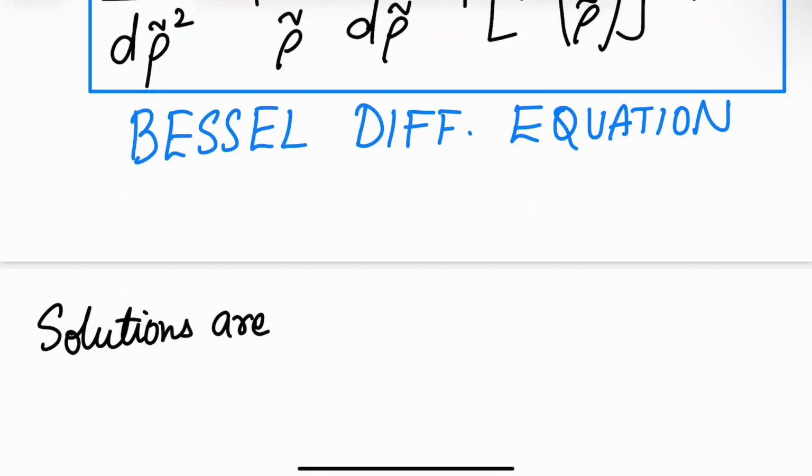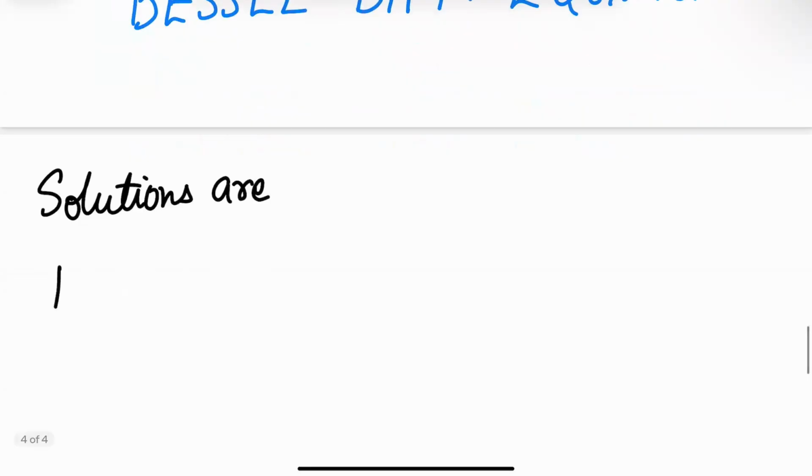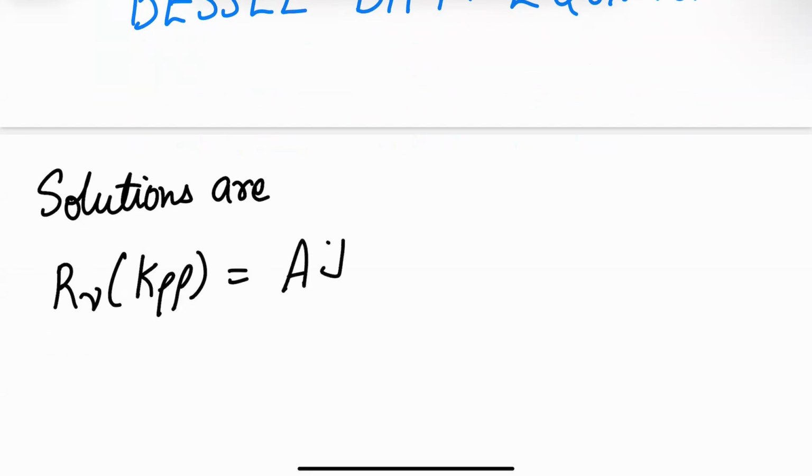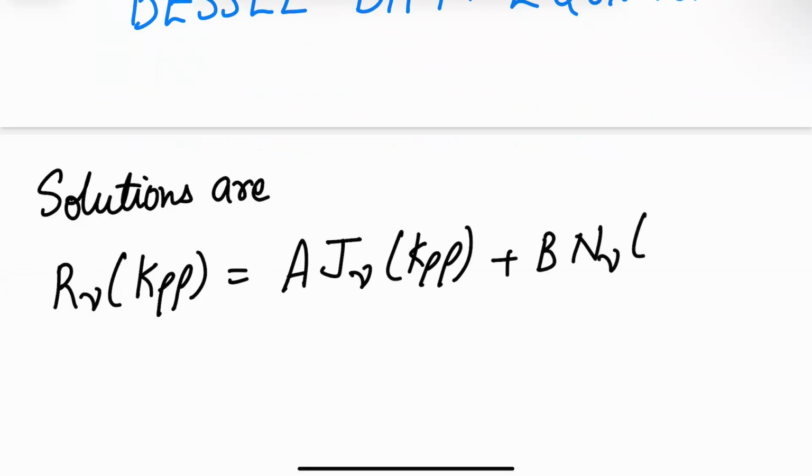So solutions, there are multiple classes, so we'll see them. So let me write this out first. So solutions are of the form, a linear combination of two functions, a J sub nu plus b N sub nu, of k rho rho.